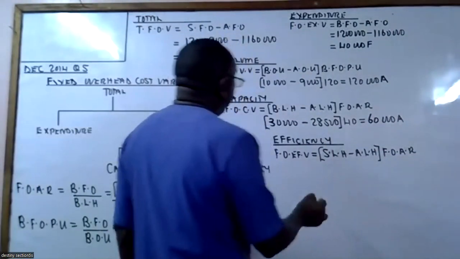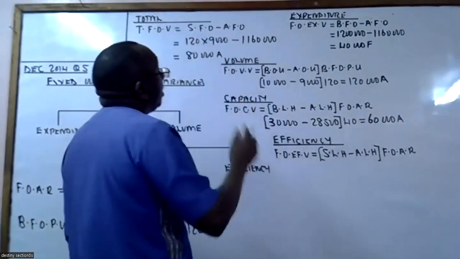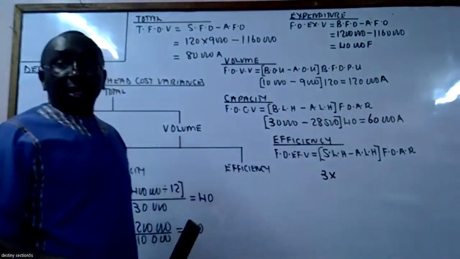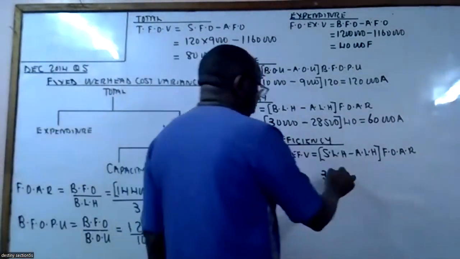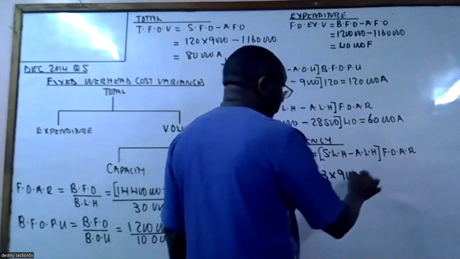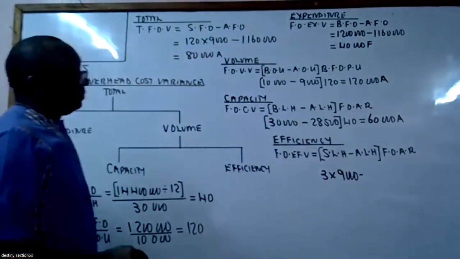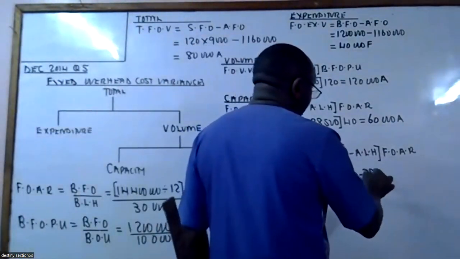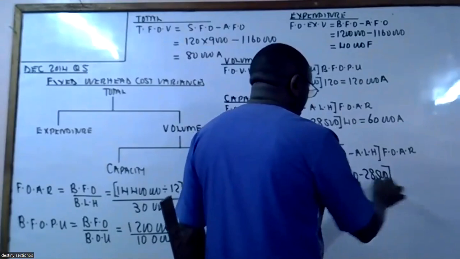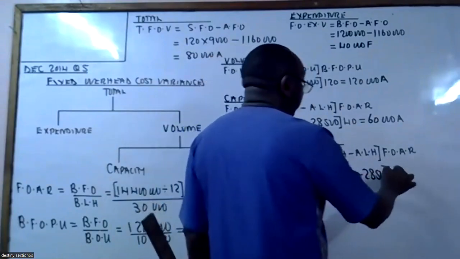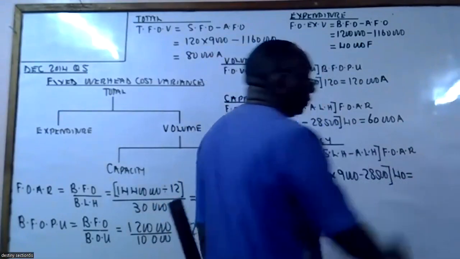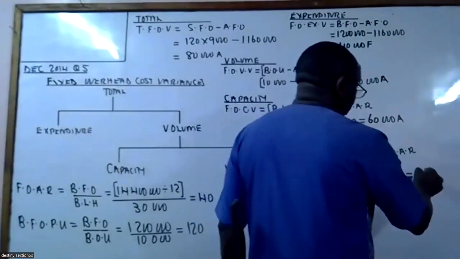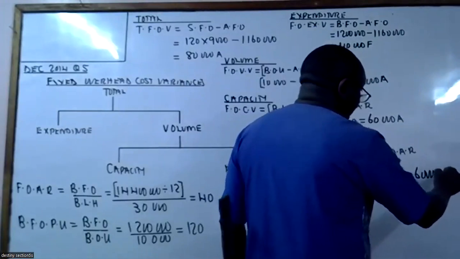our standard, we had already argued, is 3 per unit, and our actual output is 9,000. The actual labor hours are 28,500. And the OAR is 40. This is also 60,000 and as well adverse.